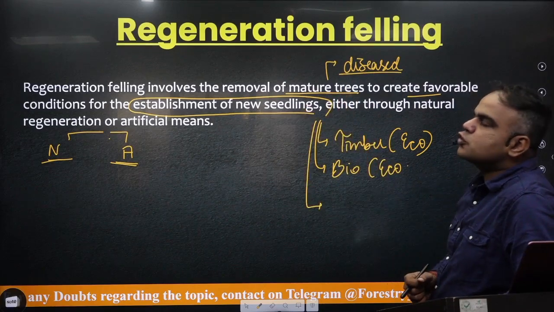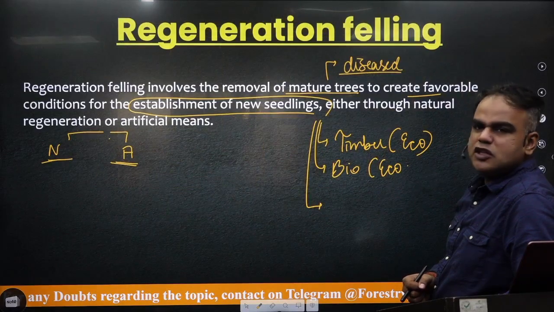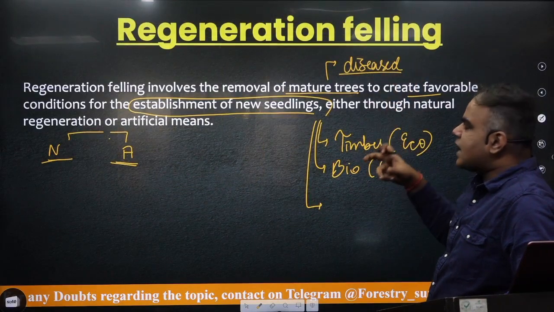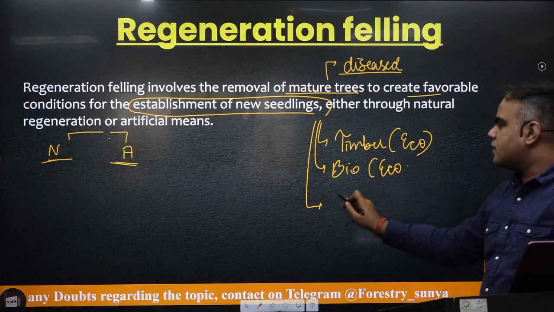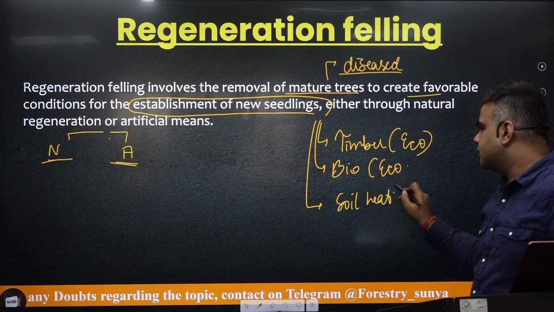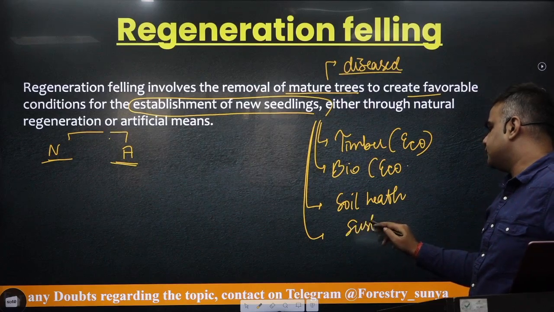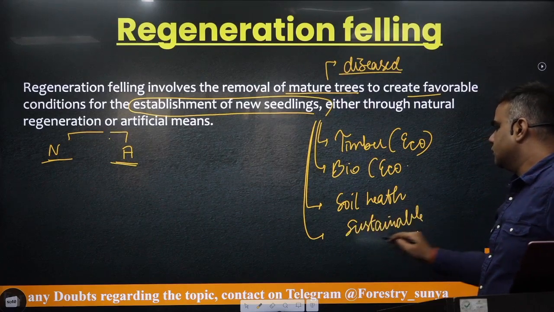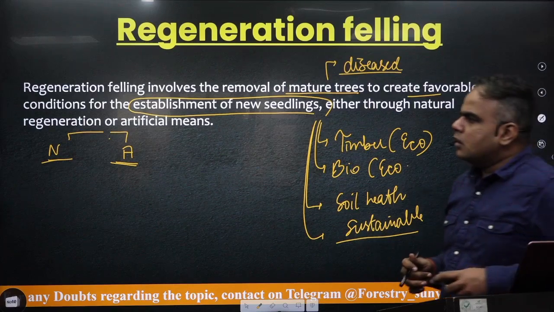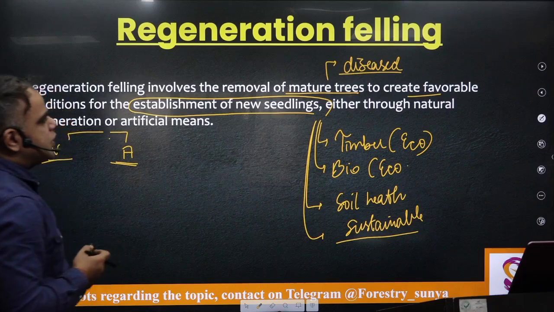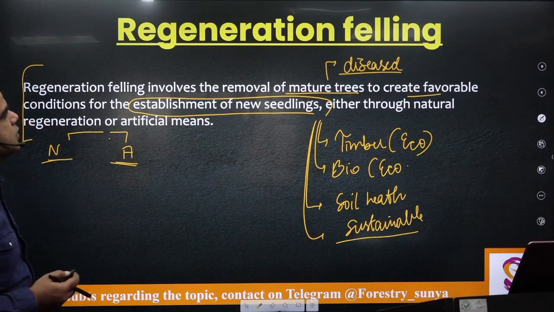If this question was not only of 1 or 2 marks, because here there are 5 things you have to write, or if it was a longer question on regeneration felling and its objectives, you can expand on this. Right from timber production to biodiversity, to improvement of soil health. You can even link this to how sustainable this is going to be. So a simple definition of regeneration felling and its objectives can be mentioned. Even if you write just this, you'll get your marks.